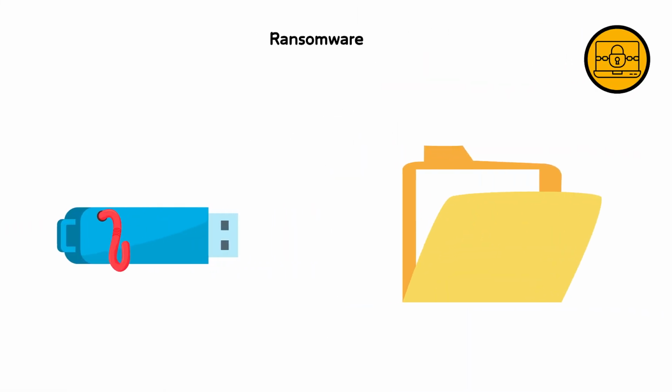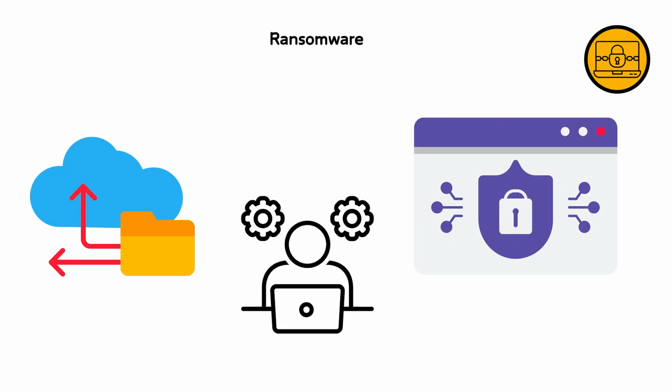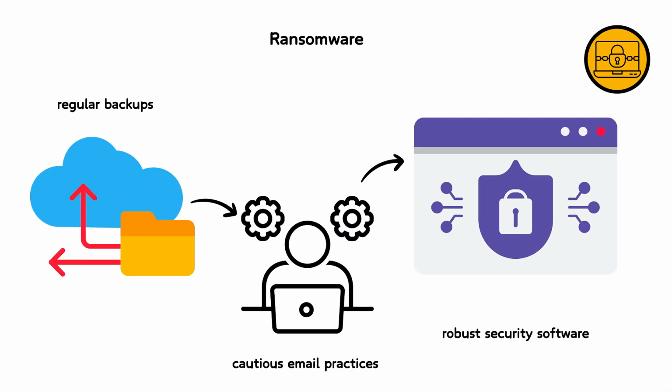The psychological and operational impact of ransomware can be devastating, as seen in numerous high-profile cases affecting healthcare systems, municipal governments, and large corporations. The best protection against ransomware includes regular backups of important data, cautious email practices to avoid phishing attacks, and robust security software. Once infected, the recommended practice is to avoid paying the ransom, as this does not guarantee data recovery and encourages future attacks.